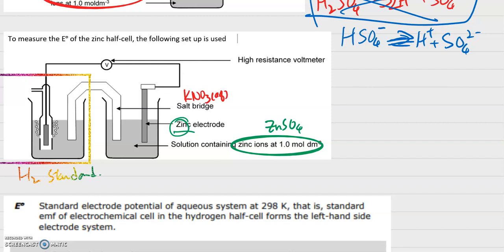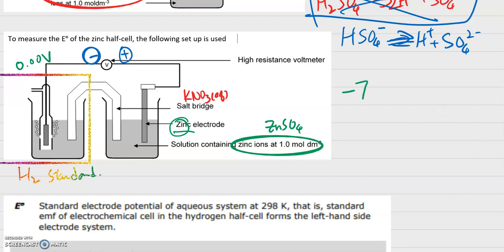And then we connect it to a high resistance voltmeter. Why do we use a high resistance voltmeter? Simply because we want a more accurate result. The hydrogen standard electrode will connect to the negative terminal of the voltmeter, and the positive terminal will be connected to our own sample. By doing this, the hydrogen standard electrode will have a voltage of 0.00 volts.